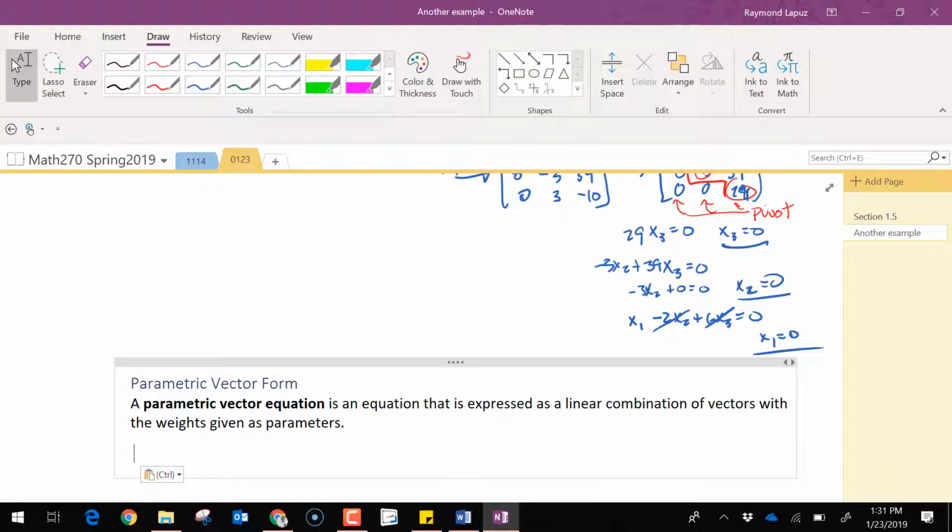So a parametric vector equation is an equation that expresses a linear combination of vectors with weights given as the parameters. So your scalar constants are the parameters, x3 or t. In fact, again, if you've taken Calc 3, or maybe even some pre-calculus, you might have studied parametric equations. And if you have a parametric equation, you can draw out a line or a plane or whatever.